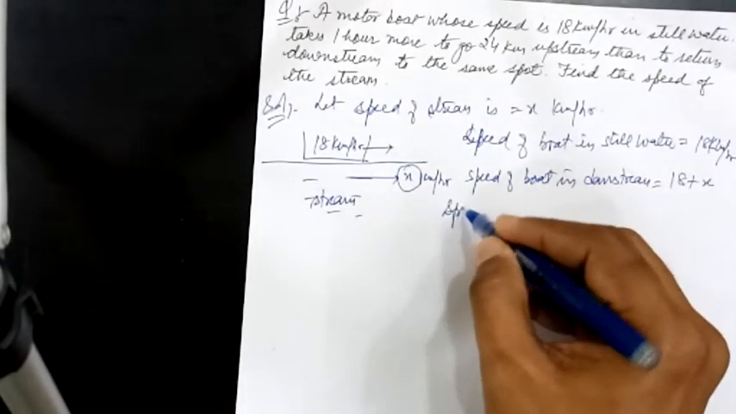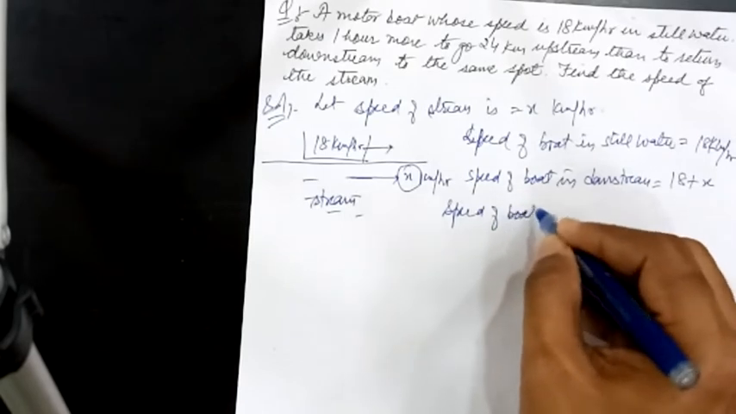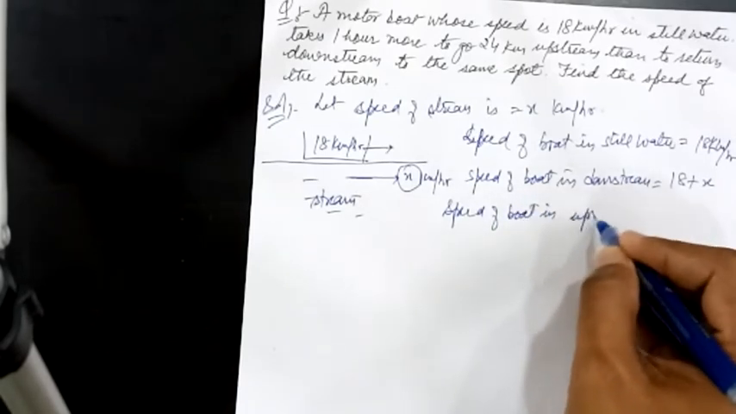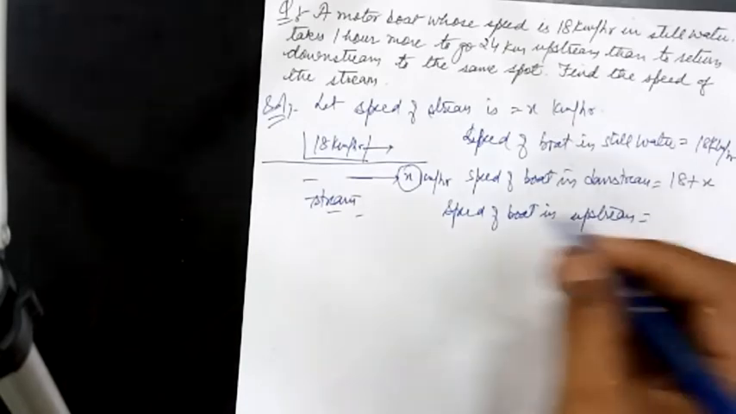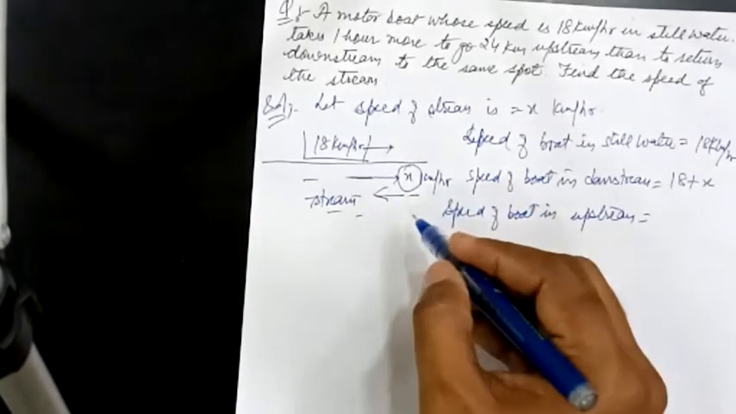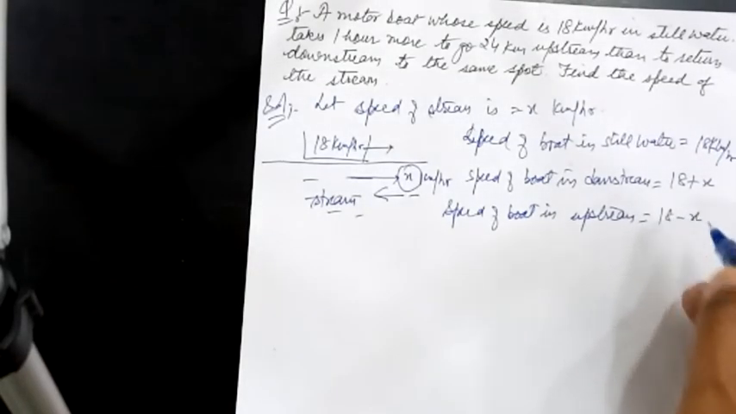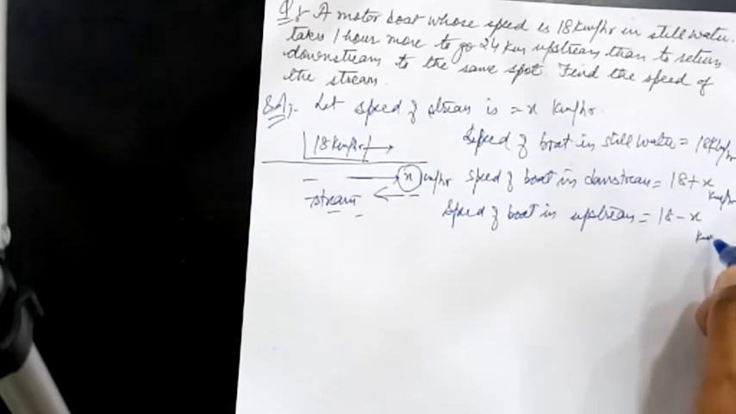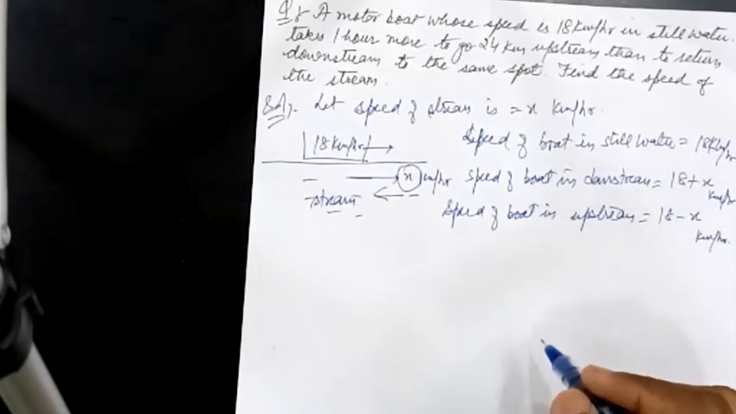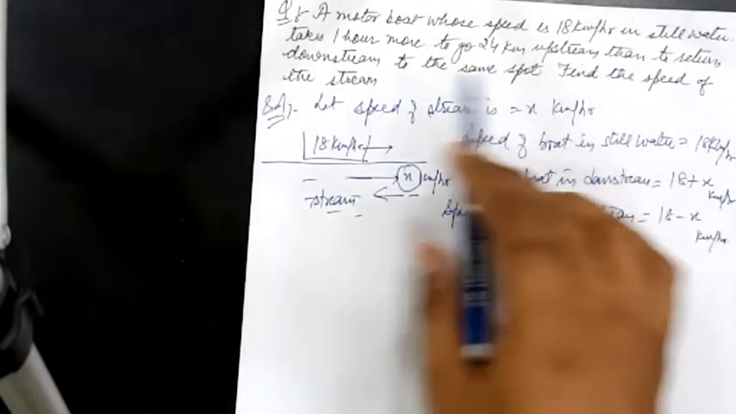Similarly, for the speed of the boat in upstream, as you can see, the stream will be in a different direction, the opposite direction you can say. So it will be 18 minus x. It is in kilometers per hour. Don't forget the units.